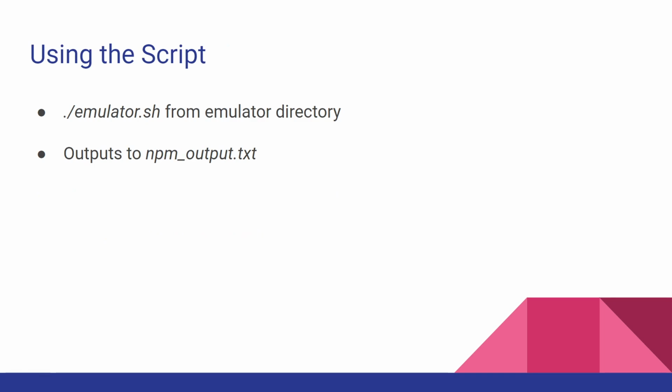Once we have the custom C code changed, as you saw me do in the demo earlier, we use ./emulator.sh from the emulator directory to run it, and the output is seen in npm_output.txt. Now we will show some of the editing of custom C code so you really know what is happening.